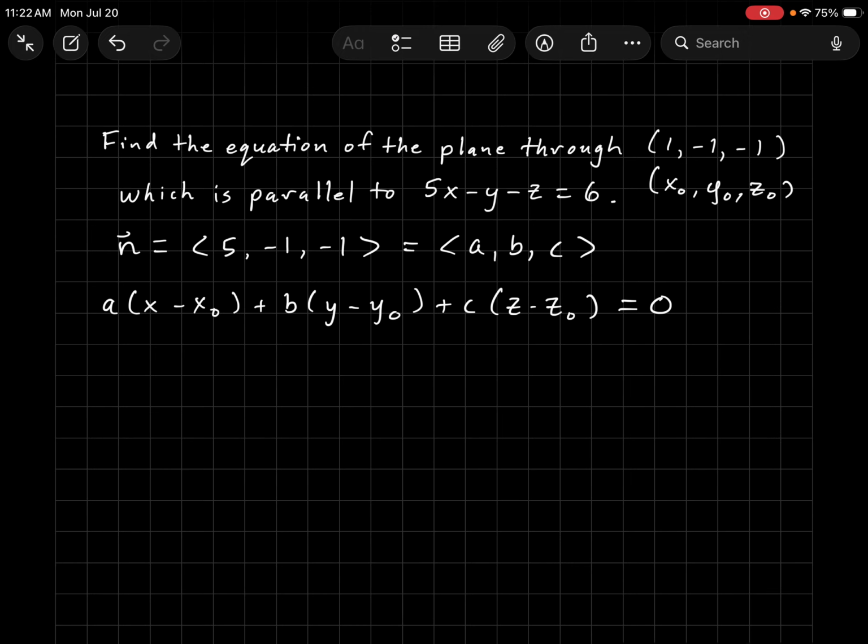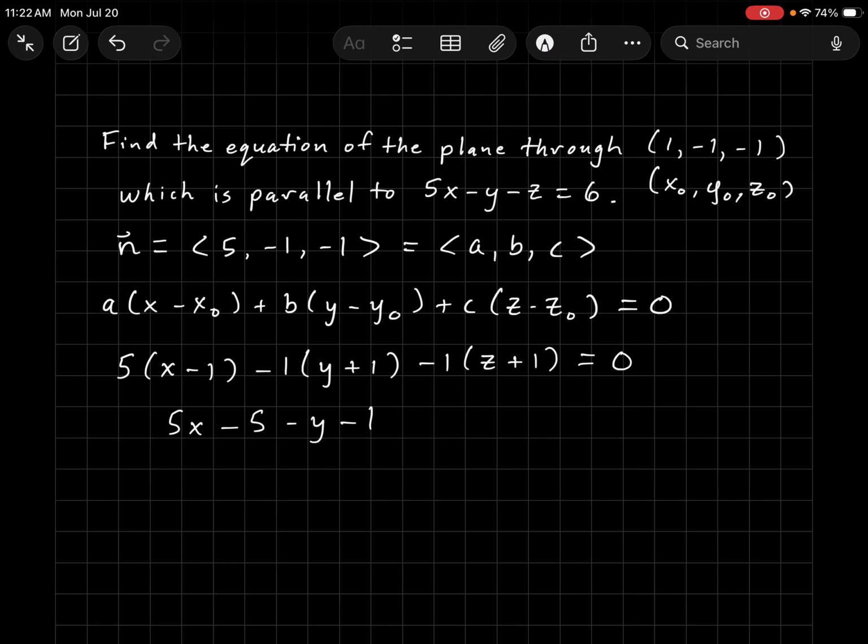We get 5 times x minus the x value, plus b, so negative 1, times y minus the y value, or y plus 1, and then plus c, so negative 1, times z minus z naught equals 0. And we get 5x minus 5 minus y minus 1 minus z minus 1 equals 0, or 5x minus y minus z equals 7.